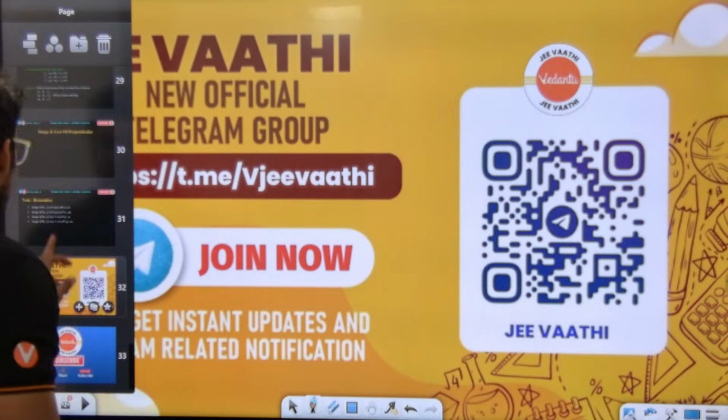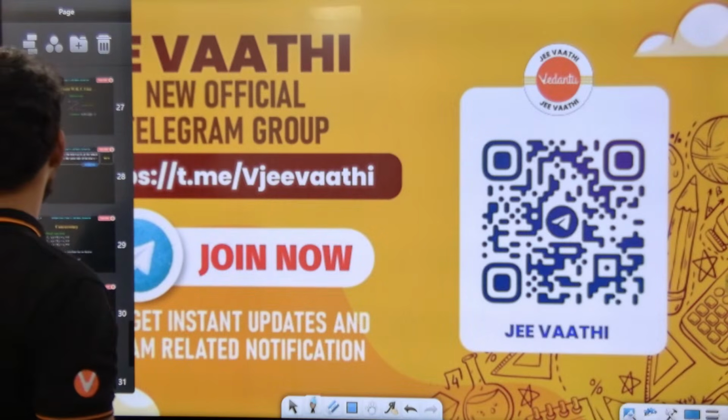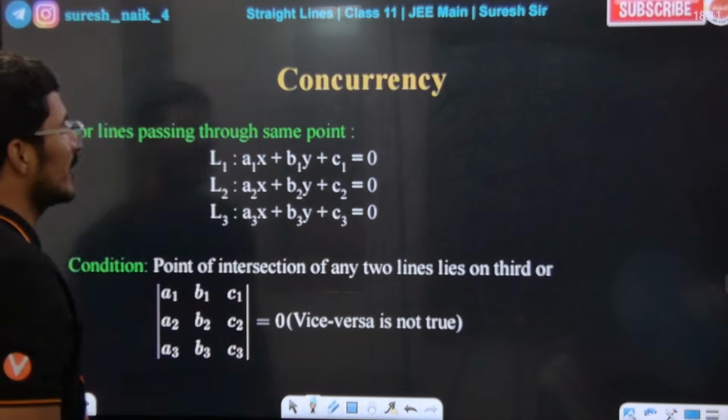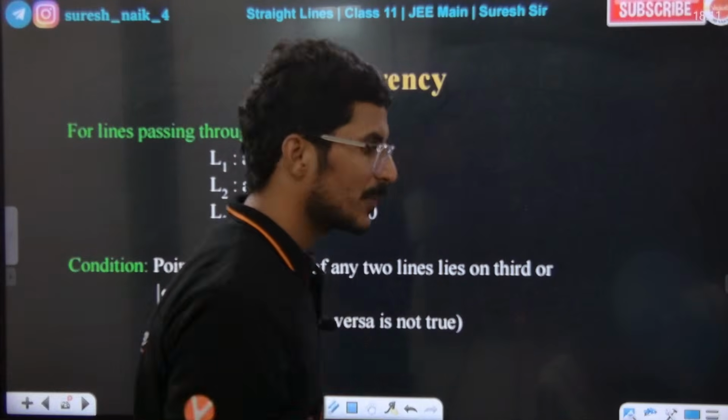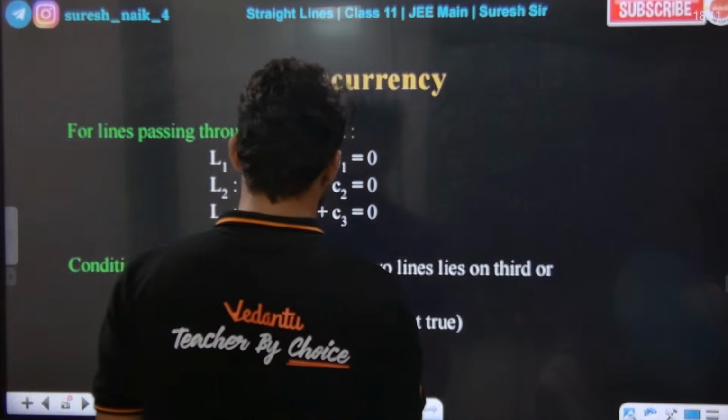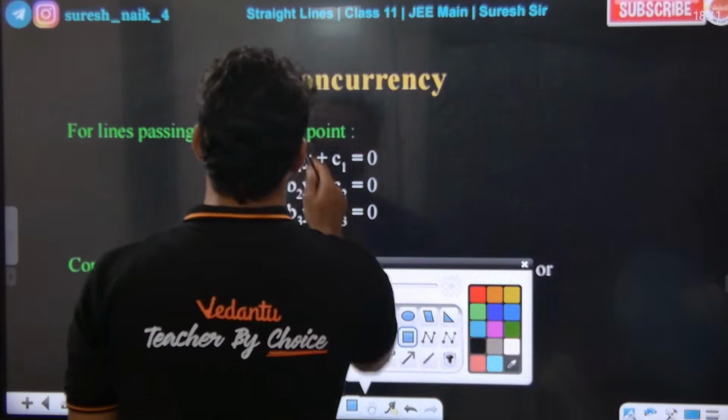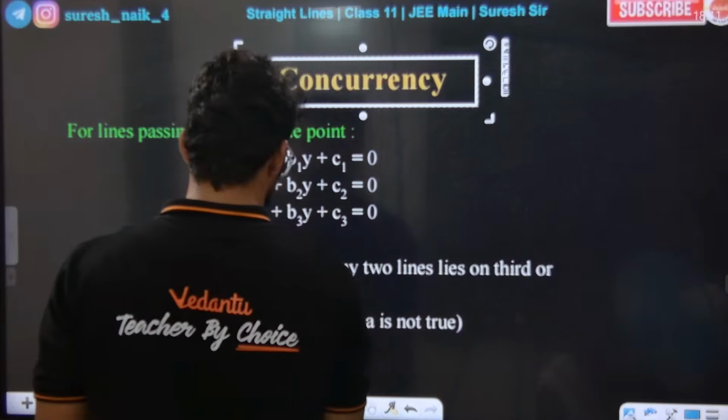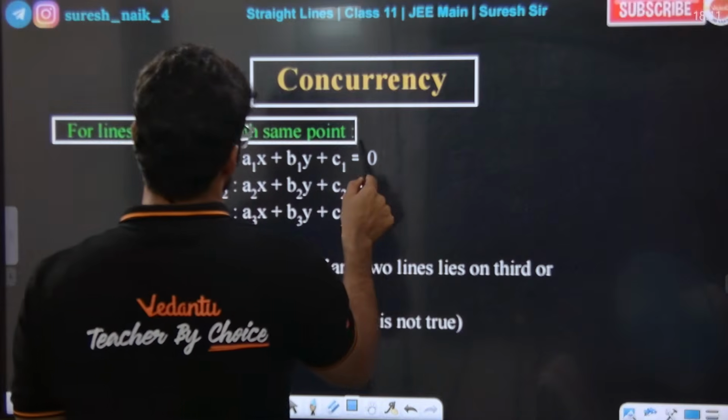Guys, wait. I'll discuss one small concept. Point of concurrency we'll discuss and we'll finish. Sir, point of concurrency is basically, pari? Yes or no? Concurrency is nothing but basically lines passing through the same point.